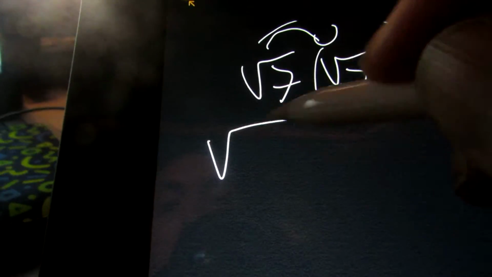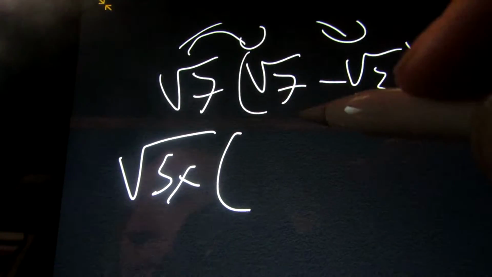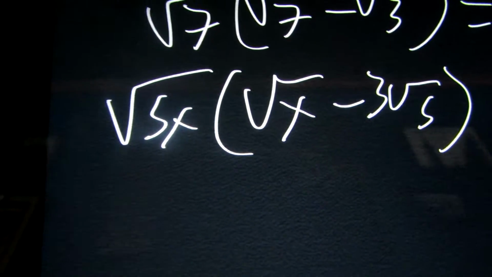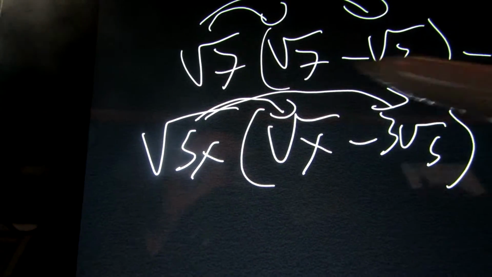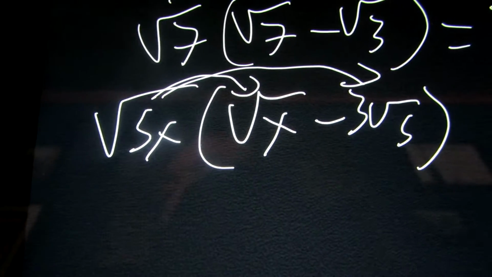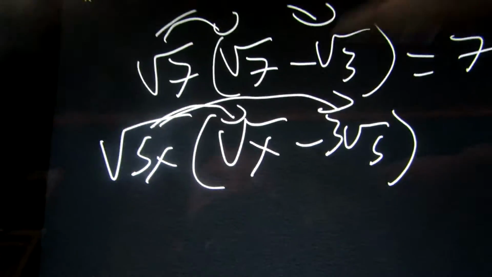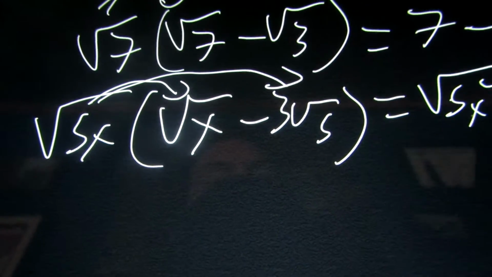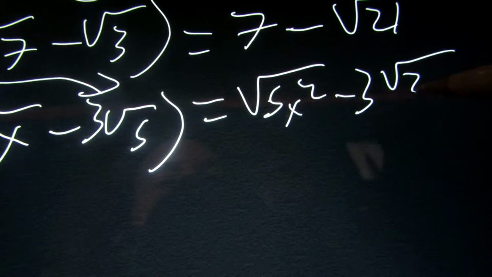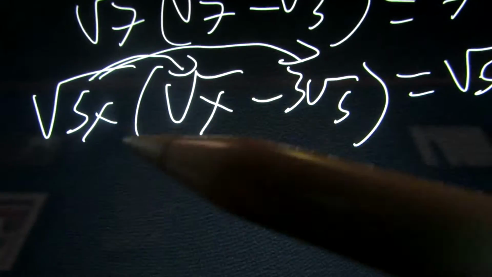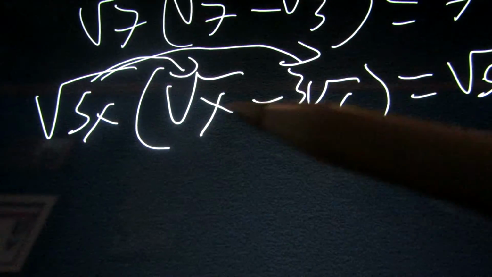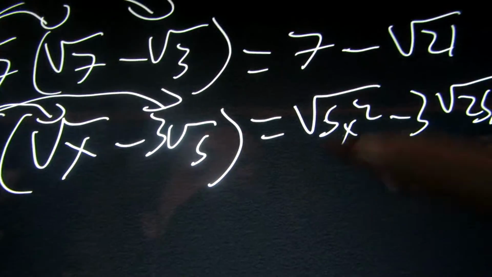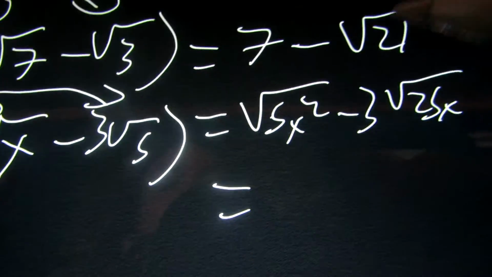Let's say that we have square root of 5x times square root of x minus 3 square root of 5. So we're going to distribute the square root of 5x. On this one, I'll do it the two ways. So I'm going to say square root of 5x squared minus 3 square root of 25x. All I did was 5x times x is 5x squared, and 5x times 5 is 25x. So I didn't do the little shortcut. I'll do that part next.